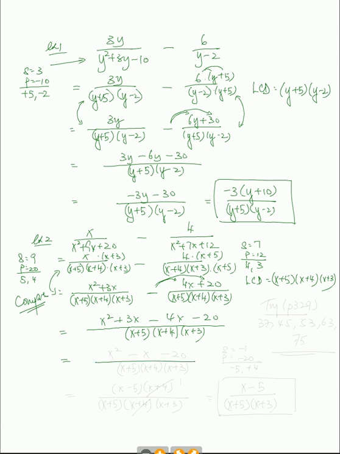And so what happens is the denominator is x plus 5, x plus 4, x plus 3, but the numerator is going to be x squared, 3x minus 4x, that's minus x, and then minus 20. So this is a trinomial, so you're going to have to do sum and product. The sum is negative 1, product is negative 20. So the two numbers that will work are negative 5 and positive 4. So it's going to be x minus 5, x plus 4. And in the denominator is x plus 5, x plus 4, and x plus 3.